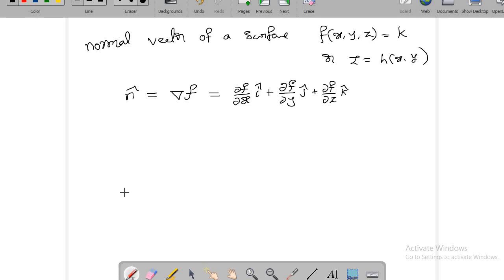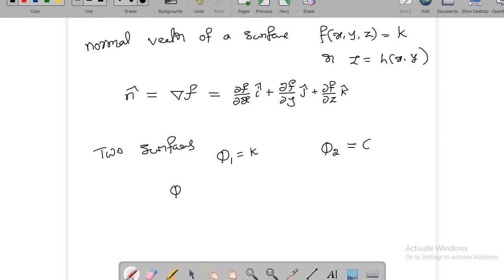And these normal vectors are useful to find the angle between two surfaces. Let us say you're given two surfaces. Let's assume phi 1 equal to k and phi 2 equal to c. These are the two surfaces. Now these two surfaces are intersecting at P.